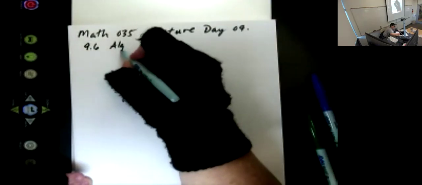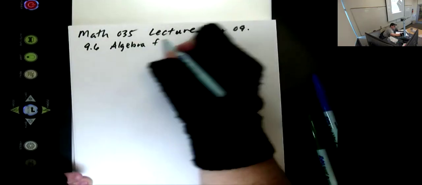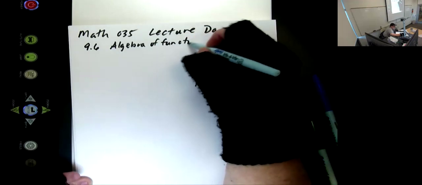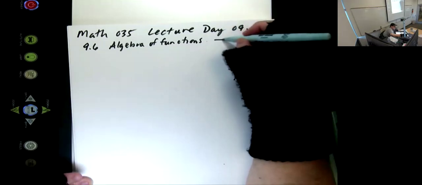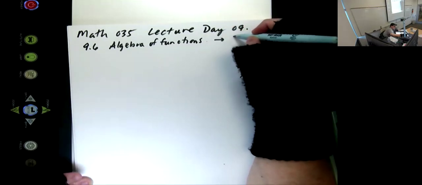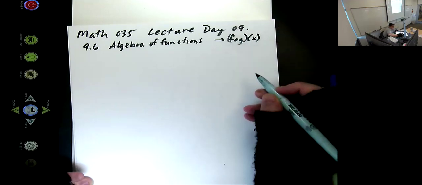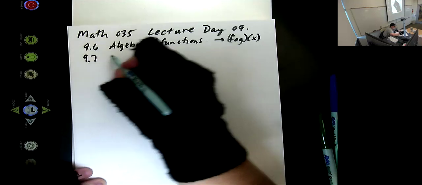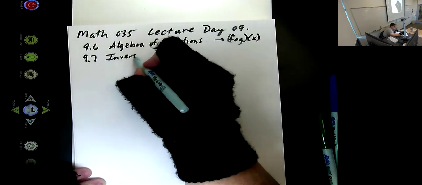We are doing 9.6, which is on the algebra of functions. There's a lot of stuff before we get to it, but this is your whole f o g of x thing that you may have seen before. We'll get to that. And 9.7 is on inverse functions.